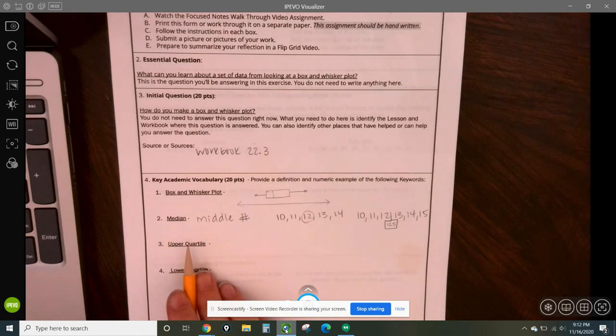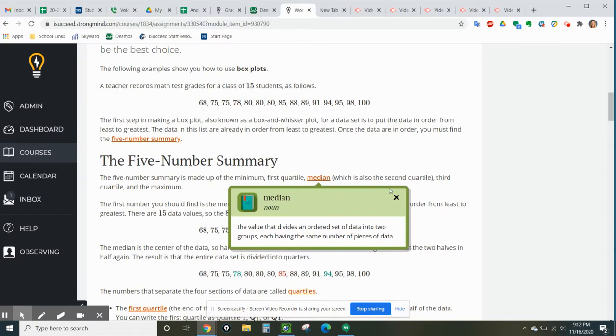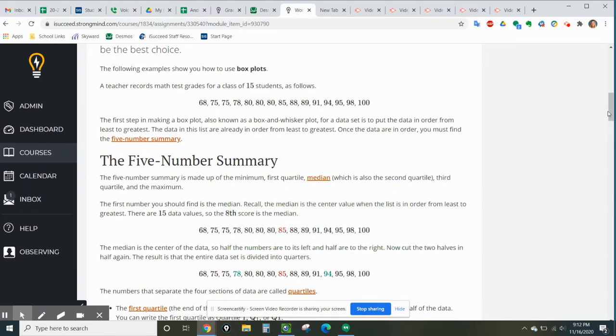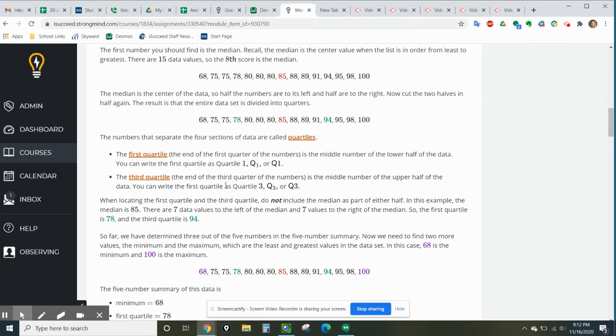Okay, the upper quartile. So the upper quartile, if we go back to our lesson here, I think they call them the first quartile and the third quartile. Yep, right here. So sometimes they call it the upper quartile or the lower quartile or the first quartile or the third quartile. Whatever way you want to write it is fine. But what it means is the first quartile is the middle number of the lower half of the data. The third quartile is the middle number of the upper half of the data. So that's where the upper quartile or lower quartile comes from.